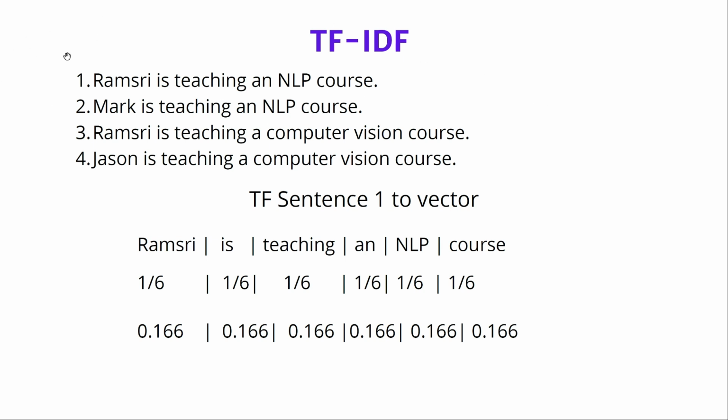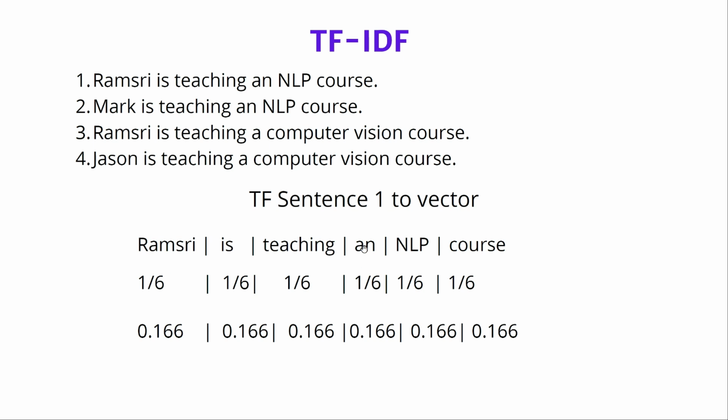At the end of the day, just assume that each of these is a document; each sentence is a document in itself. Now let's take the first sentence. Immediately when we think about vectorizing it, the first thing that comes to mind is dividing this sentence into its subtokens. For example, in this case, we are just splitting it by space, and you have almost 6 words. Ramsri is teaching an NLP course.